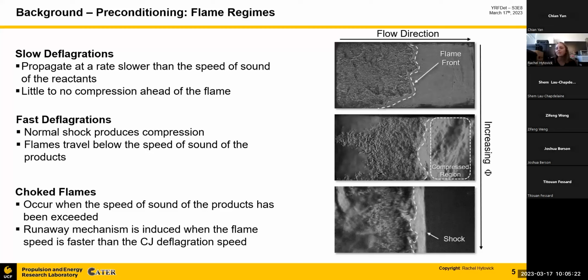And lastly, when I talk about choked flames, it's anything after the speed of sound of the products has been exceeded, but below the CJ detonation velocity. So it's when we're seeing a lot of compressibility effects and a lot of things that are very close to the runaway mechanism. So that's what I'm referring to when I talk about these different things today.